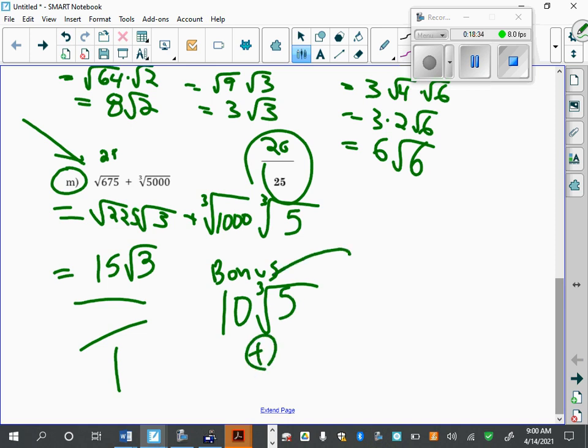Now, if you forgot the cubic, I'll still give you the bonus mark, but actually I won't. You get half of a bonus mark. But if you're dealing with cubic roots, you have to deal with cubic roots. You would not add these. You cannot add square roots with cubic roots. So if you did that, cross that out. That's wrong. You can only add radical 3s with radical 3s, and cubic root of 5s with cubic root of 5s.